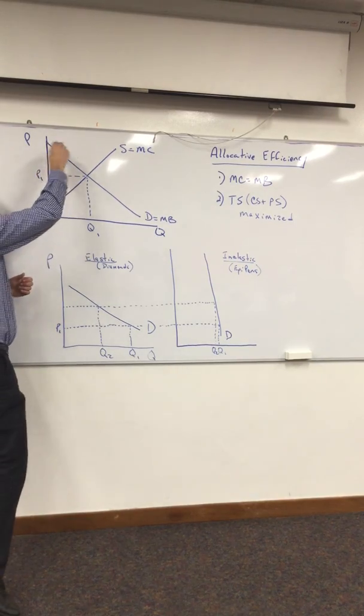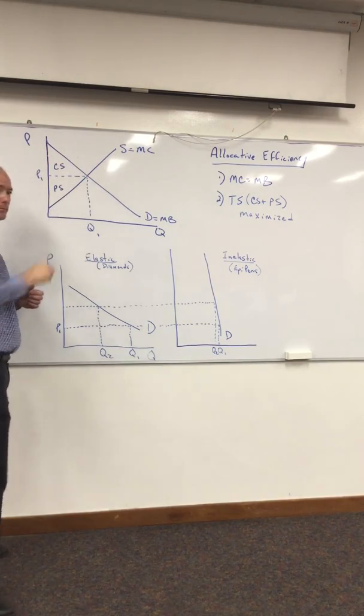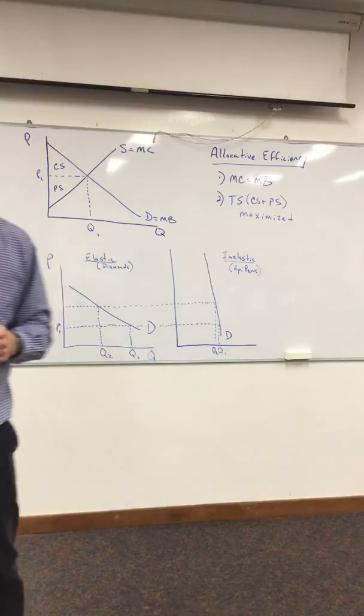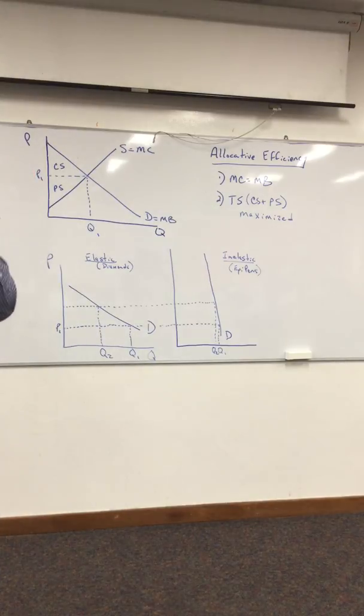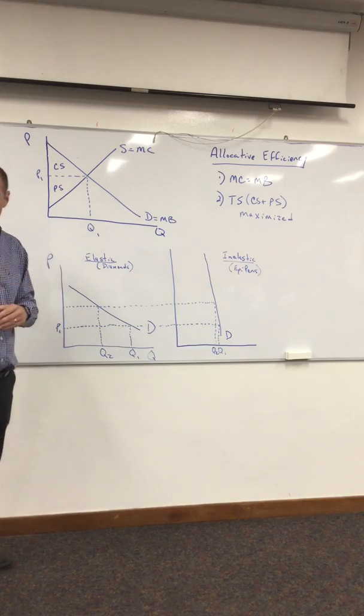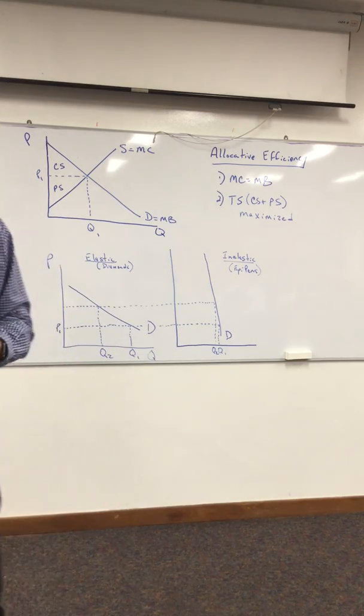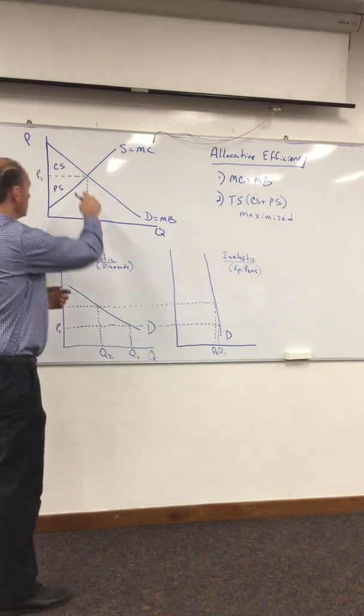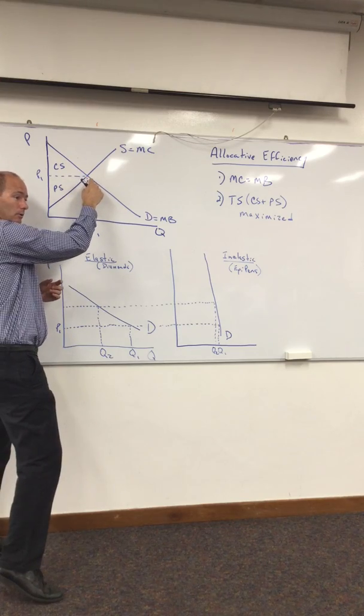If the price is greater than P1, the quantity supplied will be greater than the quantity demanded, and you'll have a surplus. Okay, as a result of the surplus, businesses, in order to get rid of the surplus goods, would lower the price in order to sell all their output, bringing us again back to equilibrium.